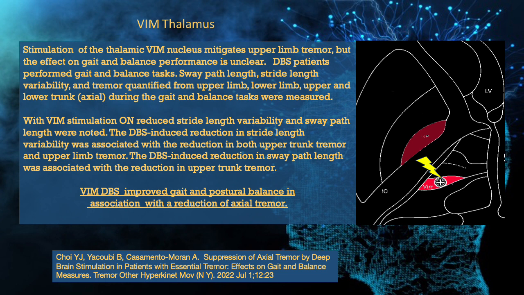This investigation emphasizes the multifaceted role of the VIM nucleus. It not only serves as a target for mitigating tremors, especially in the upper extremities, but also has the potential to influence axial spine function. These findings suggest that modulating the VIM nucleus may have a positive effect on posture and balance control in individuals with essential tremor.